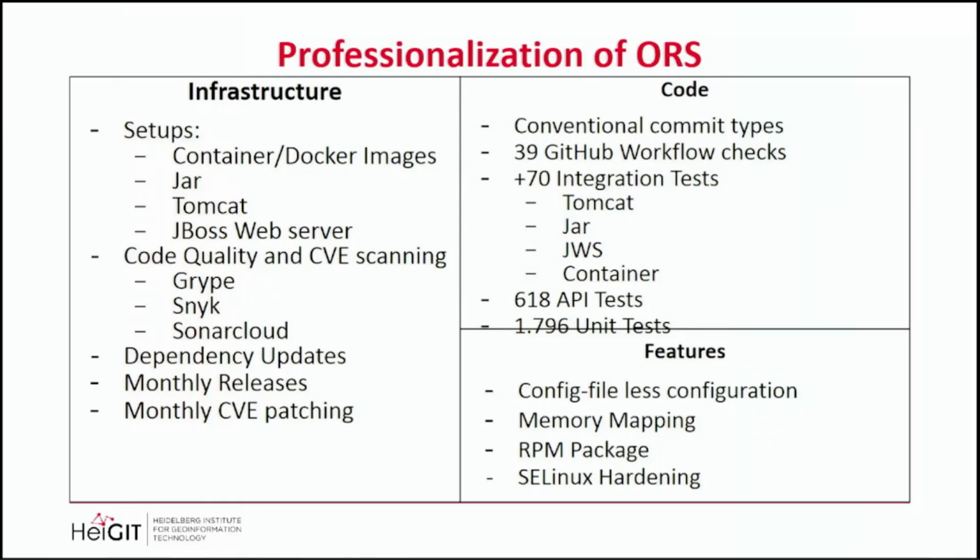But to become also cloud native and to become more professional from a cloud perspective, we had to become a config-file-less configuration software. So everything that you want to configure, you configure by now in environment variables and properties. You don't have to touch a config file anymore. We have memory mapping, which allows you to run Planet OSM with openrouteservice on a 4 GB RAM machine, which is pretty good, and the performance loss is not so much.